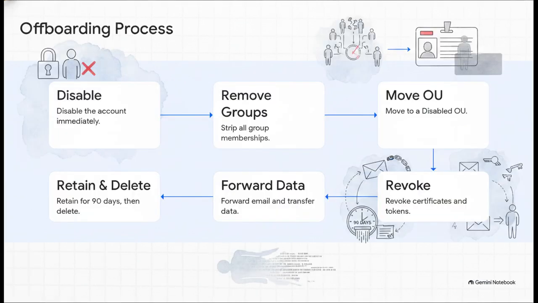But what happens when someone actually leaves the company? Following this exact 6-step offboarding process guarantees their access is securely terminated. And notice that step 1 is to disable the account, not delete it. We want to retain it for 90 days. This makes sure you don't prematurely destroy critical company data, but you're still immediately killing off their Kerberos access.